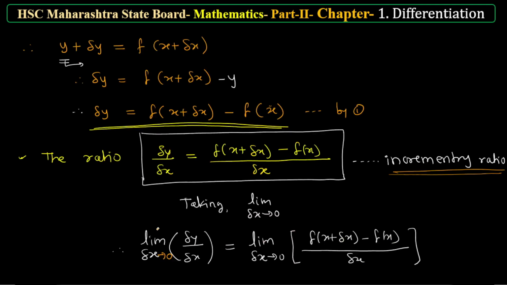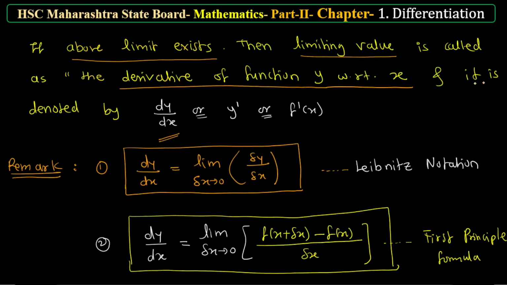ही जर लिमिटिंग व्हॅल्यू एक्झिस्ट होत असेल तर ह्या लिमिटिंग व्हॅल्यूला काय म्हणणार आहे, डेरिव्हेटिव्ह ऑफ अ फंक्शन विथ रिस्पेक्ट टू एक्स. इथं फंक्शन वाय यूज केलेलं आहे, म्हणजे डेरिव्हेटिव्ह ऑफ वाय विथ रिस्पेक्ट टू एक्स किंवा डेरिव्हेटिव्ह ऑफ फंक्शन एफ ऑफ एक्स, and it is denoted by dy upon dx or y dash or f dash of x. हे तीन डिफरंट नोटेशन वापरले जातात डेरिव्हेटिव्हसाठी.